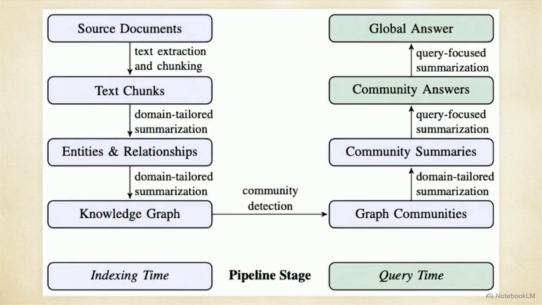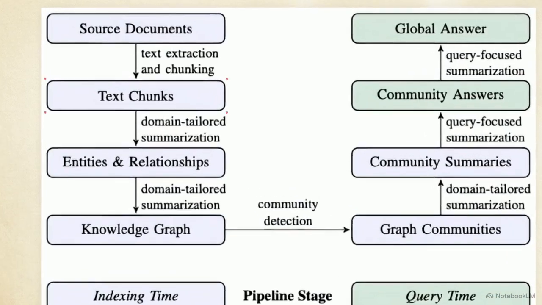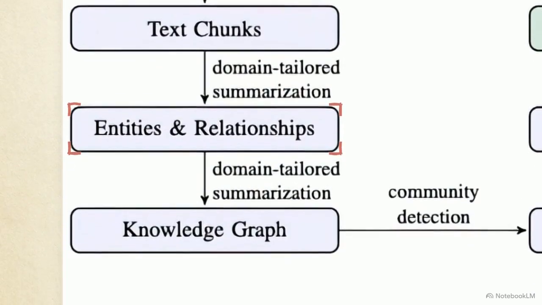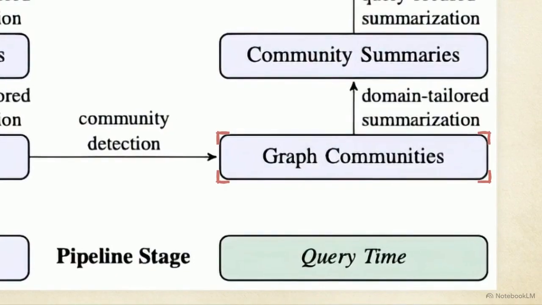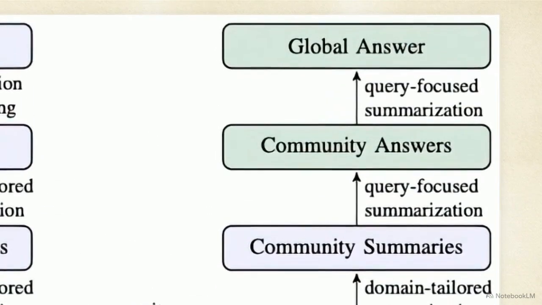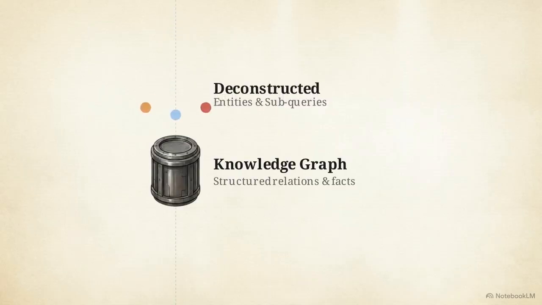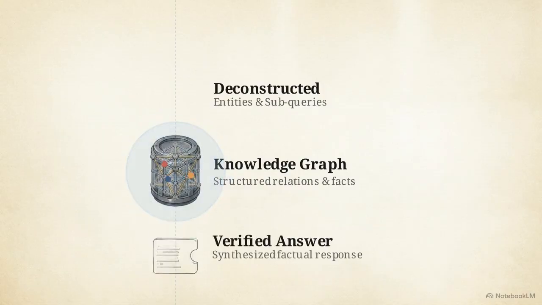This diagram from the research outlines the mechanics of GraphRAG. Looking at the left column, during indexing time, unstructured text is broken into chunks and processed to extract specific entities and relationships, which form the base of the knowledge graph. Following the right column for query time, the system detects dense communities within that graph. This allows it to generate comprehensive answers drawn from structured community summaries, rather than returning fragmented lists of text chunks. This multi-stage reasoning engine mirrors how a human expert works. It deconstructs the query, consults a structured knowledge base, and synthesizes an answer.